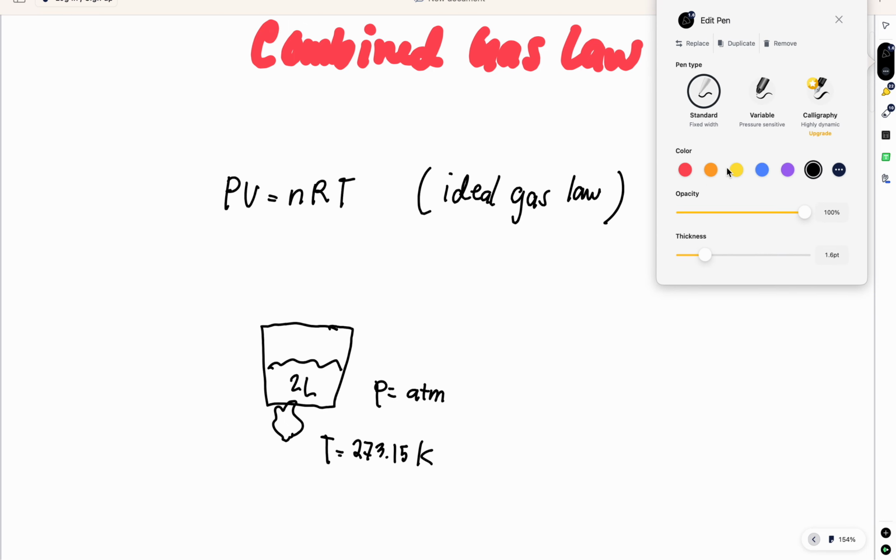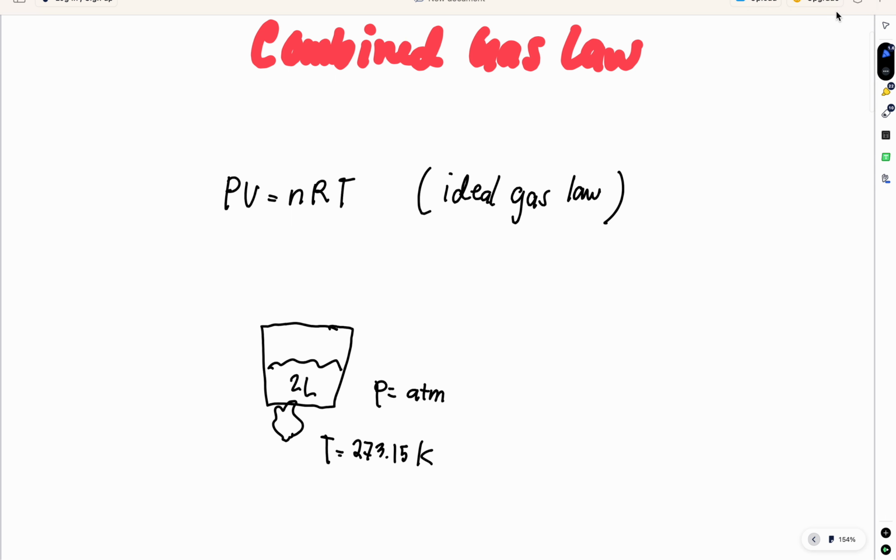But what if during the experiment you decide to add another 2 liters of volume, and this is 1 atm at STP, standard temperature and pressure, and you also increase the pressure to 2 atm, and also increase the temperature to 300 Kelvin. So this is where you use the combined gas law.